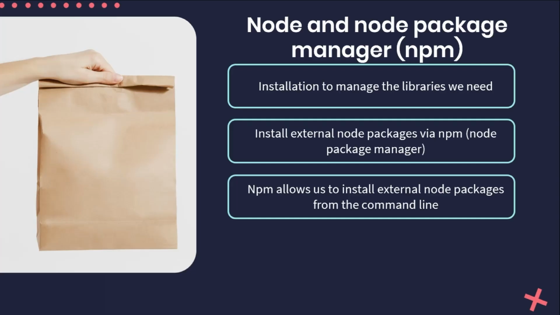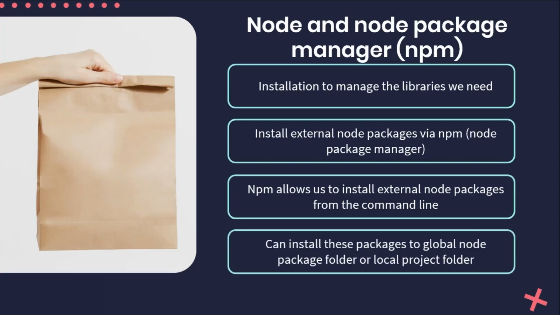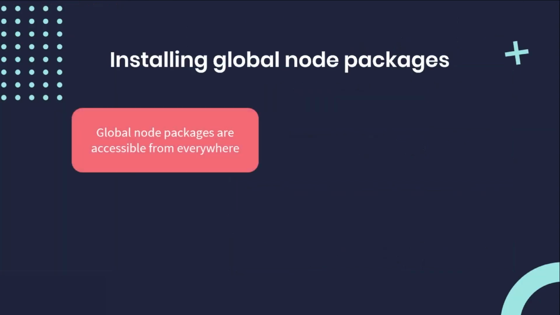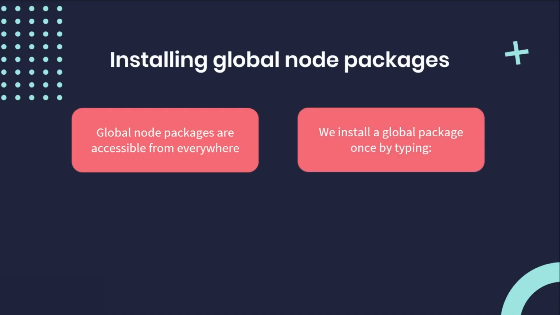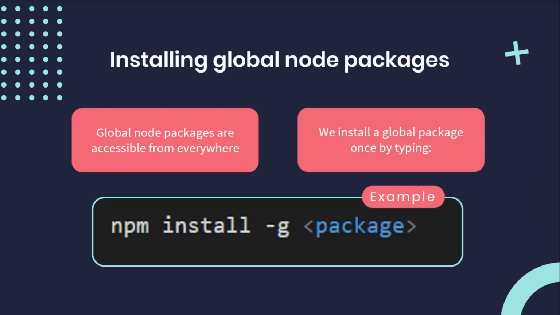They are dependencies of our application, and we can either install these packages to our global Node package folder or to our local project folder. Global Node packages are accessible from anywhere in the terminal. We only have to install them once to our global directory. We install a global package by typing this into our terminal. The -g flag tells npm to install the package globally.